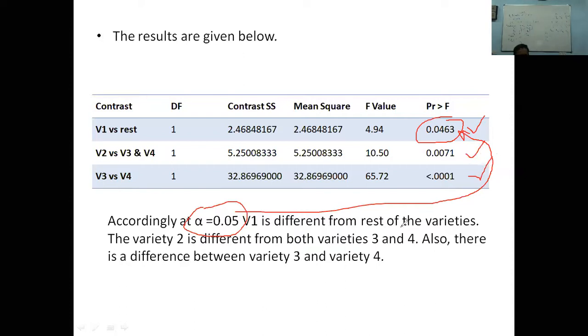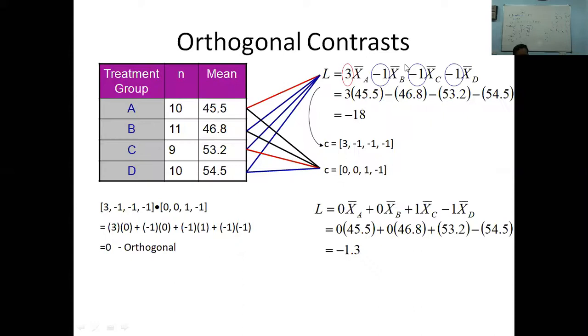So V1 is different from the rest of the variety. V2 is different from V3 and V4. Right? So variety V2 is different from both V3 and V4 because it is significant. Similarly, V3 and V4 are different, as an example. So this is an example. Don't worry about this example, but just to show you how to interpret this. You will learn more on the practical aspects.